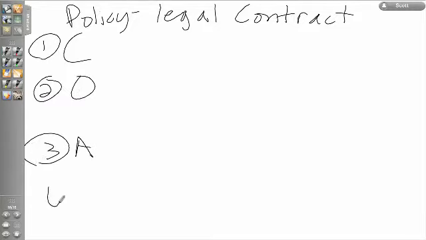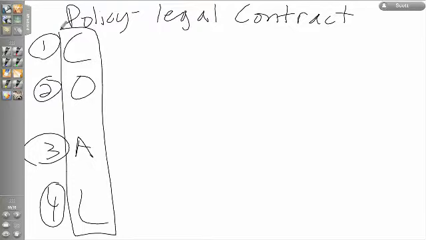COAL. Okay, so we have the acronym COAL. So we're getting into contract law here, but you have to know what these 4 things are because they have to be present in order for the contract to be legally enforceable. And the first thing is consideration.